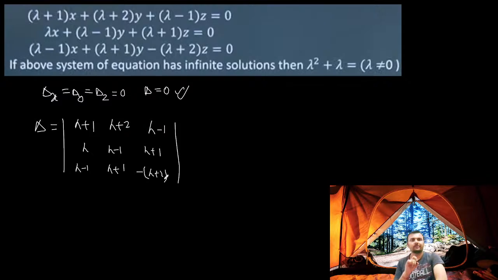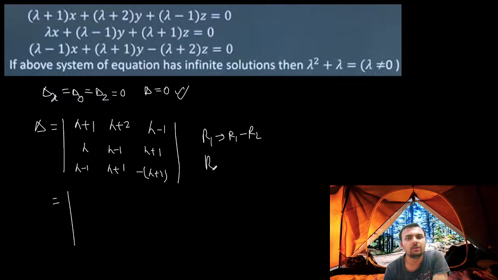Okay, so we will have to make some zeros. So we'll do row 1 as row 1 minus row 2, and row 3 as row 3 minus row 2. So 1, 3 minus 2, it is lambda, lambda minus 1, lambda plus 1, minus 1, 2, minus 2, lambda plus 1.